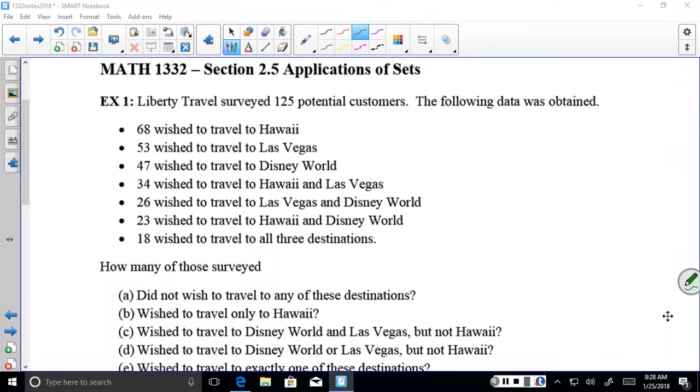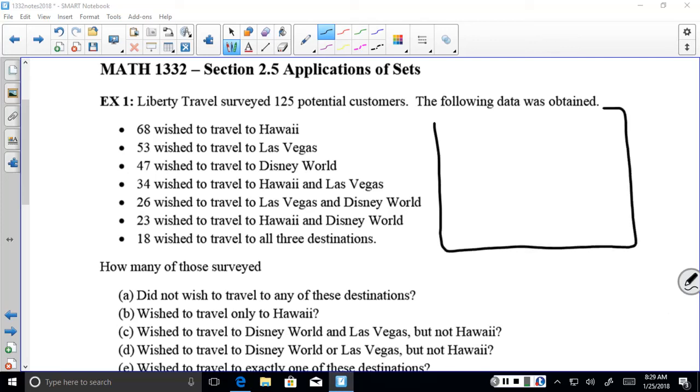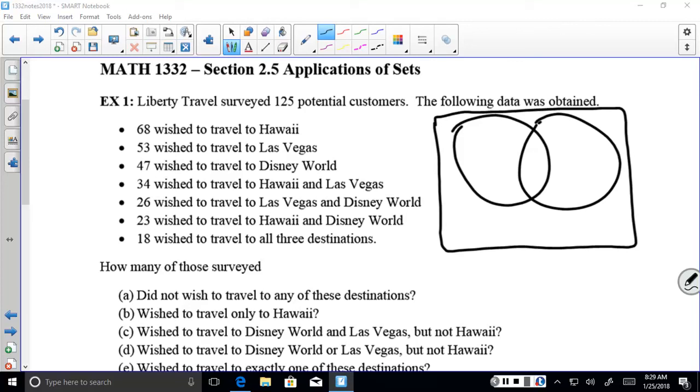So, it says Liberty Travel surveyed 125 potential customers. The following data was obtained. 68 wished to go to Hawaii, 53 wanted to go to Las Vegas, 47 Disney World, and then it talks about Hawaii and Vegas, Vegas and Disney World, all three places, and so on. So I'm going to go ahead and draw a picture. How many sets do I have going on here? 3. So I'm going to draw a 3-circle Venn diagram. You want to slightly overlap each of them. I'm going to label one of them Hawaii, one of them Las Vegas, and one of them Disney World.